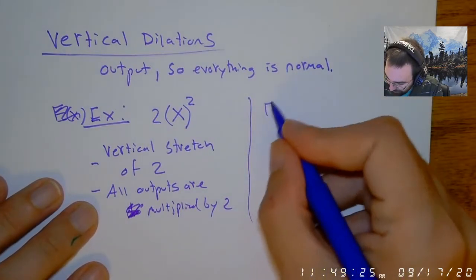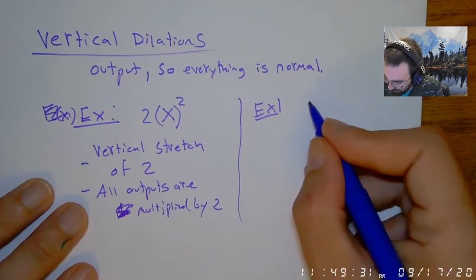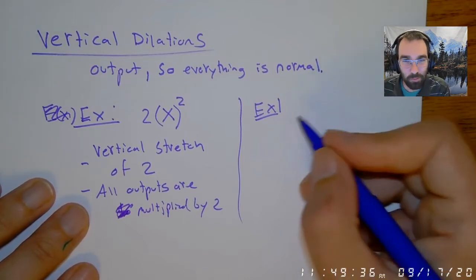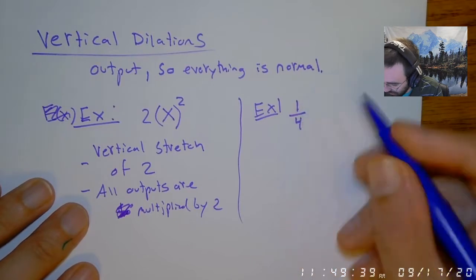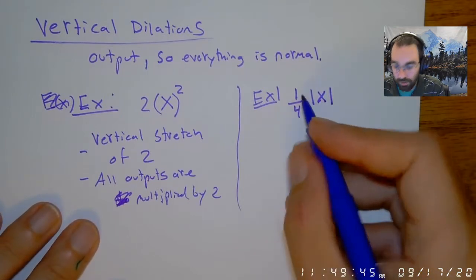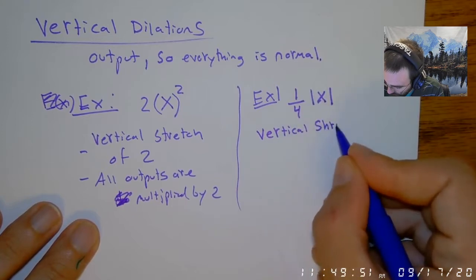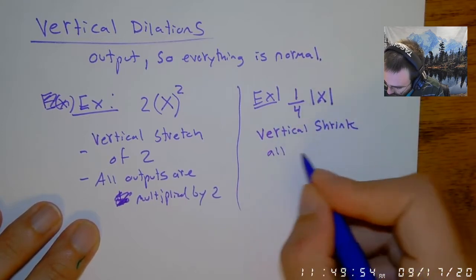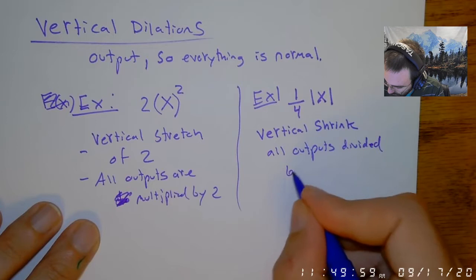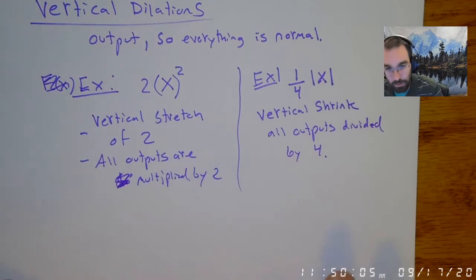Another example would be, oh my gosh, I just thought of a really good example, but it's not what I wanted to do. Let's say 1/4 absolute value of x. Okay, so this is a vertical shrink. All outputs are shrunk. All right, so that's vertical dilations.